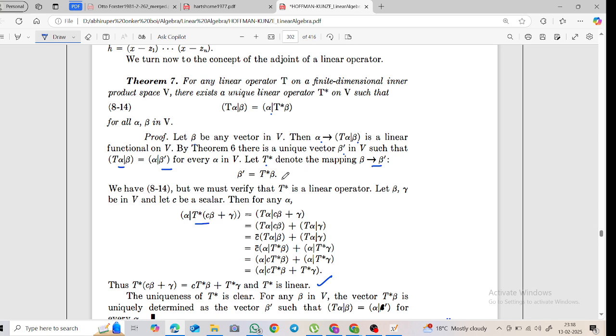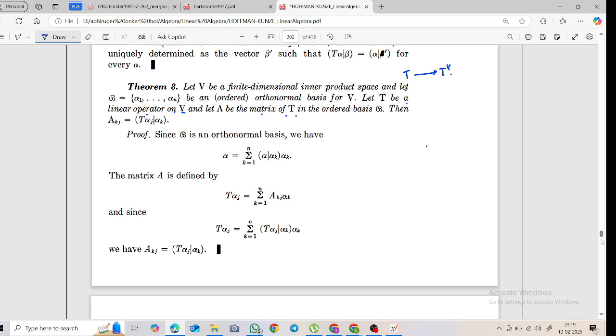Just let me make a remark. You understand that T star is sending beta to beta prime, and you have already seen that for any linear functional f, you can associate a beta. So you can think of T star as a map from V star to V star, which sends f to f compose T. Just keep it in mind. We will do things in a clearer way.